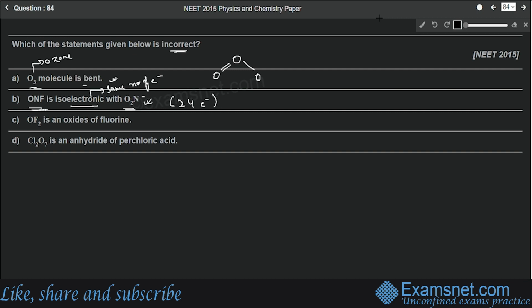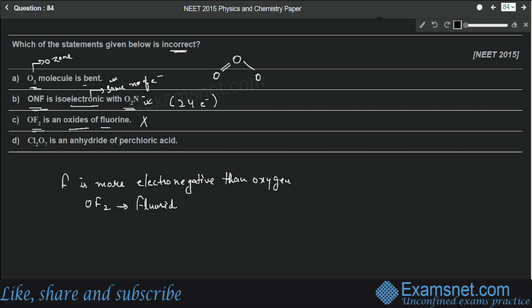Then the third statement says OF2 is an oxide of fluorine. Now this is an incorrect statement because we know that if we compare the electronegativity of oxygen and fluorine, fluorine is more electronegative than oxygen. Therefore, this OF2 is known as fluoride of oxygen, not oxide of fluorine. So option C is incorrect.